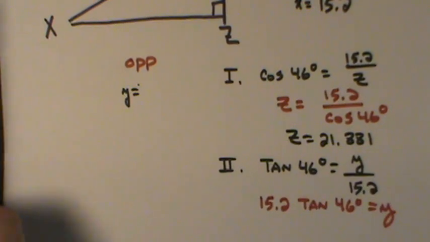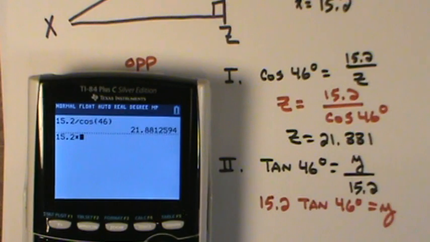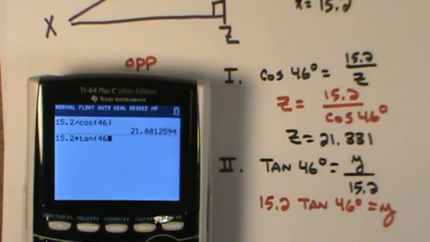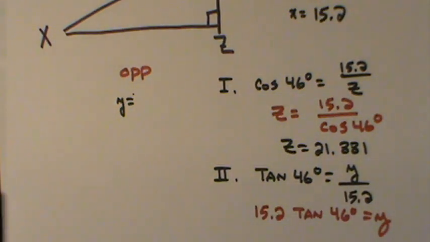And so I take my calculator, and I take 15.2 times the tangent 46, and that gives me 15.740. 15.740 is equal to y.